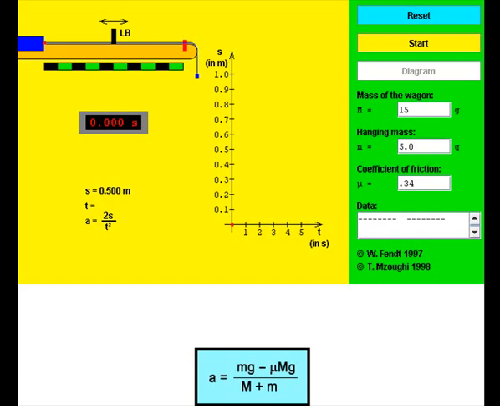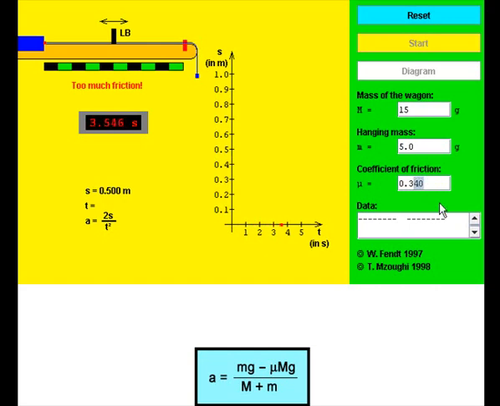So hopefully this is a good explanation of Newton's second law and the Atwood pulley itself. Notice that by adjusting the coefficient of friction, we could frame a question to say what is the maximum coefficient of friction or the minimum coefficient of friction required to allow the pulley to move with the minimum acceleration. And so by making it 0.34 and then we press start, nothing happens because there's too much friction.